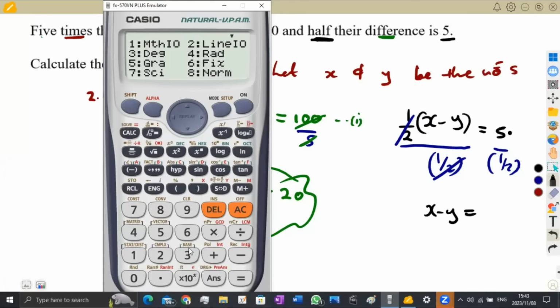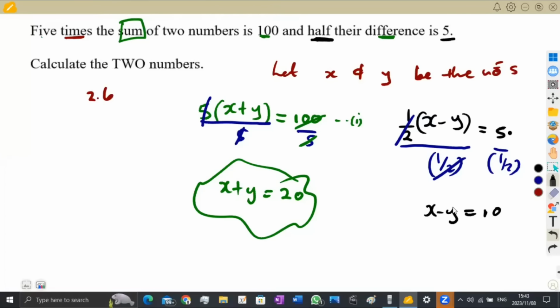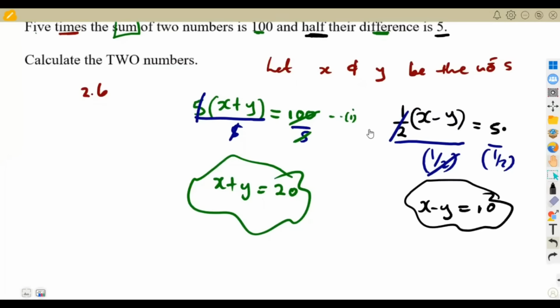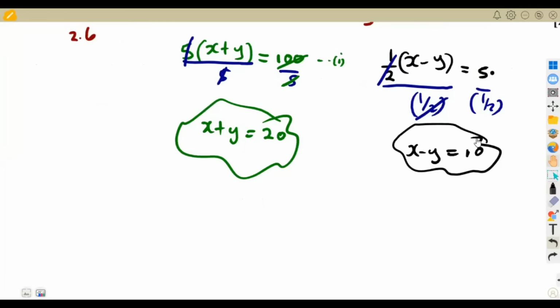If we just divide on your calculator, that's 5 divided by 1 over 2. Remember, we changed the mode, so let us just go to the normal mode, which is 8, then press 2. So that's 10. Meaning if we divide 5 by a half, we are going to obtain a 10. This is easier for us to solve as we have got these two equations. You are either going to work them simultaneously in the elimination method or use the substitution method, it's up to you.